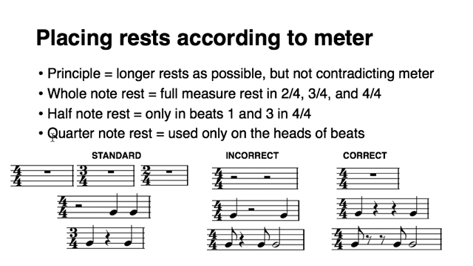The first principle is that we try and minimize the number of rests by using the longest rest possible where the situation allows. So for example, if you have an empty measure of 4/4, when no one is singing, no one is playing their instrument, instead of using 4 quarter note rests or 2 half note rests, we would use a whole note rest instead, like you see here. That indicates that the whole measure is silent for that particular performer or singer.